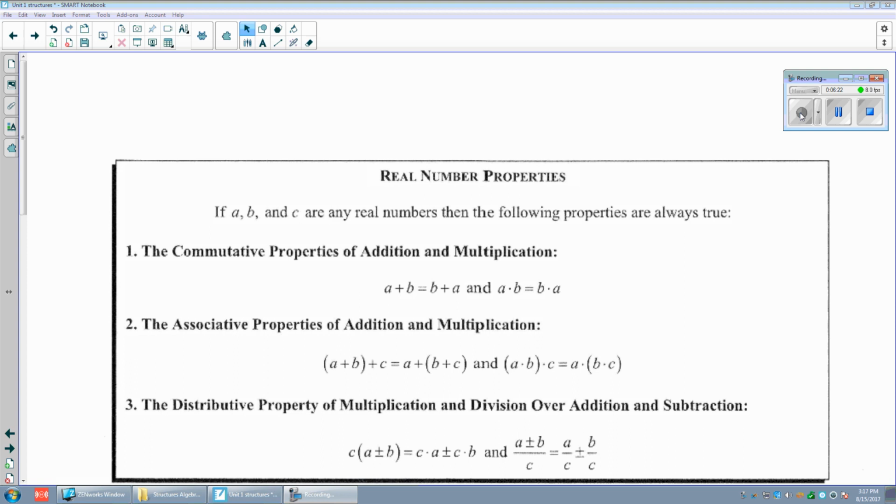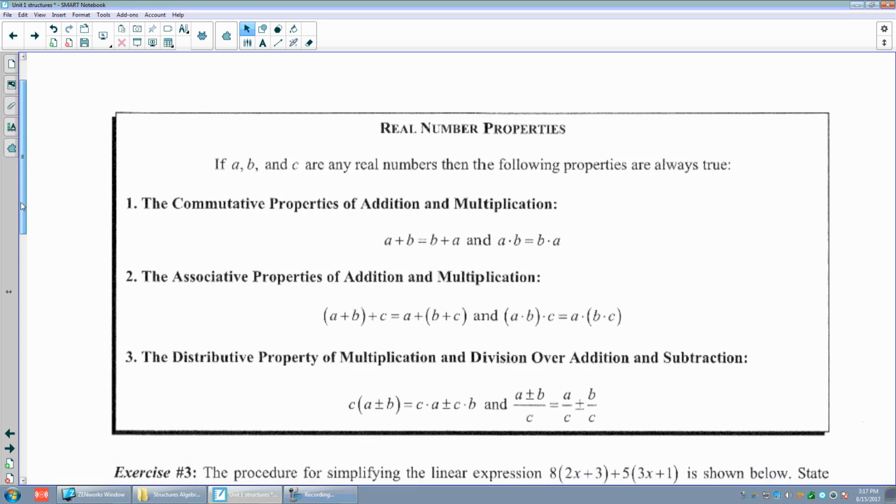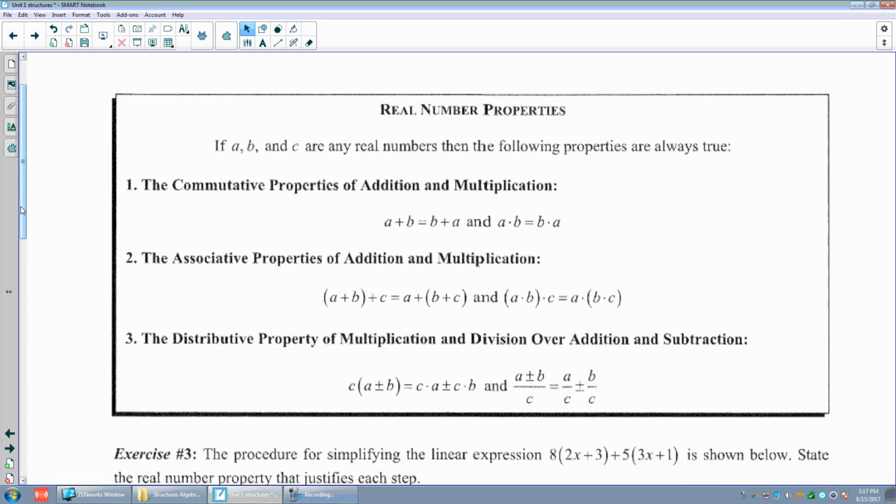Turn the page. So what this is saying is A, B, and C are any real numbers: 3, 7, 29, negative 18, and of course, 3/5. So a fraction, or a number, or 8.25, anything like that, okay? Don't forget something like -7, okay? The commutative property of addition and multiplication: change order.